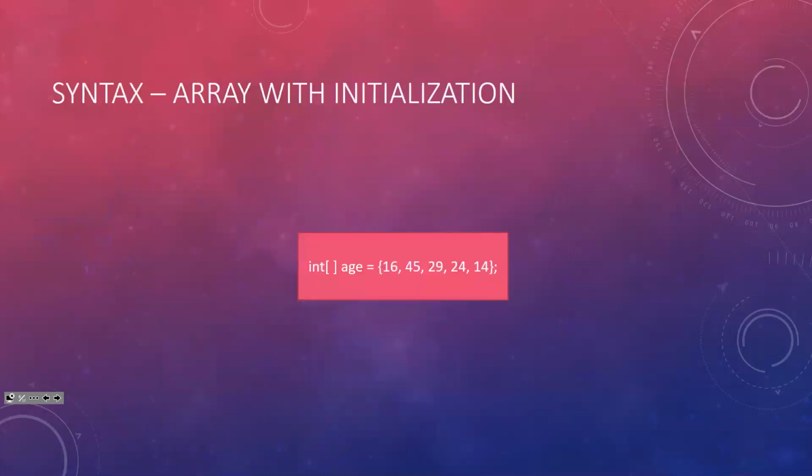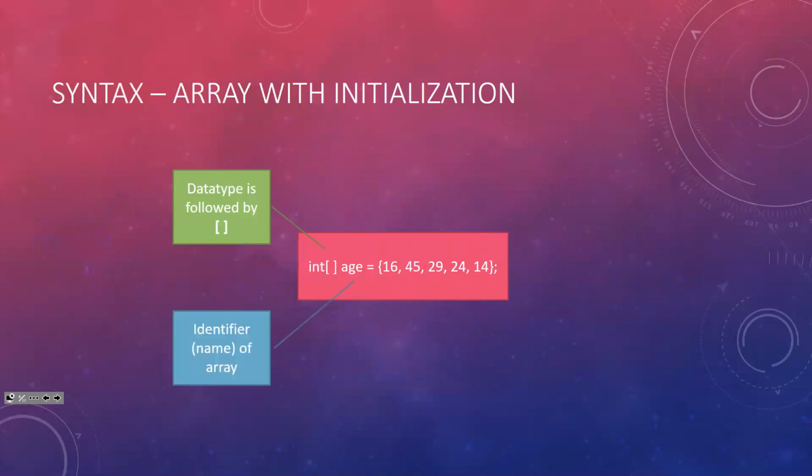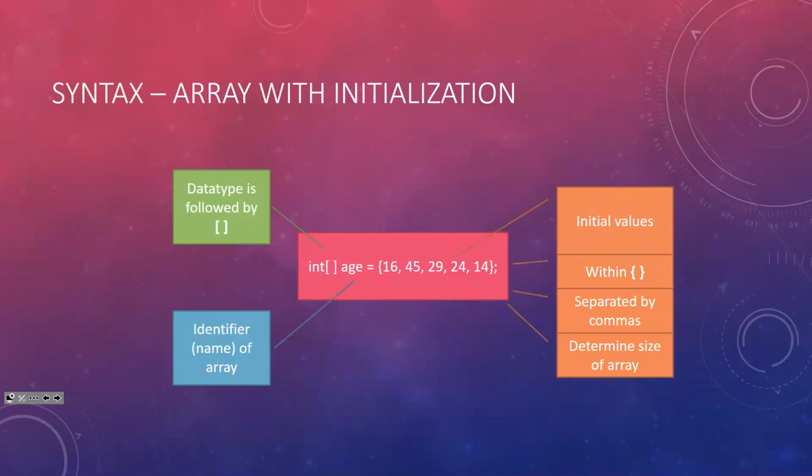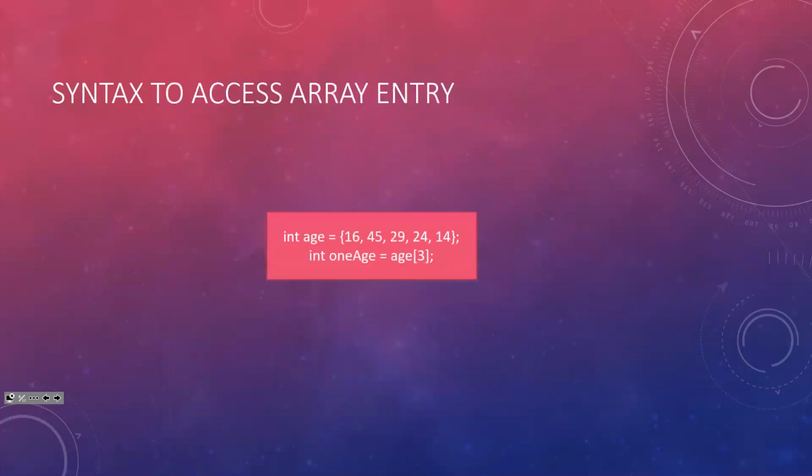Good, so we know that's a common thing. So this is our array with initialization. I can say it correctly. We have our data type followed by our square brackets, our identifier or name of the array, and then our initial values separated by commas within curly braces. The system, as you saw, used those initial values to determine the size of the array. So we couldn't have added anything else to the array when we do things that way. That's that fixed size, basically.